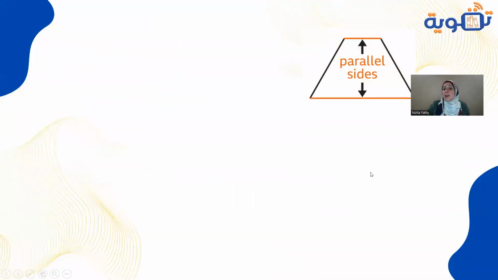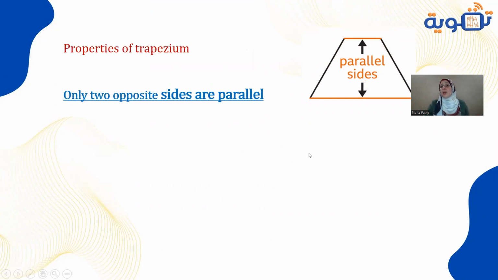Now we have the trapezium or trapezoid. What are the properties of a trapezoid? We have only one property. You must find the word only. Only two opposite sides are parallel. It means this side is parallel to this side only. This is in the trapezoid or trapezium.